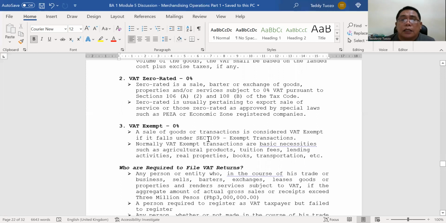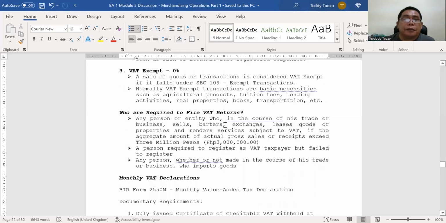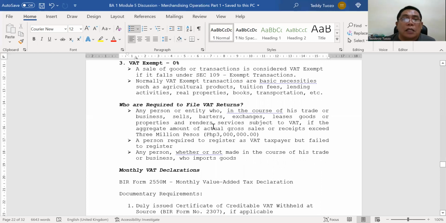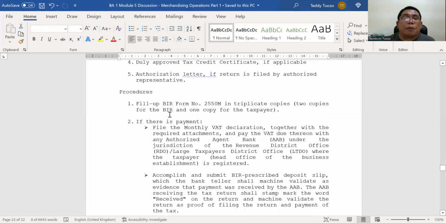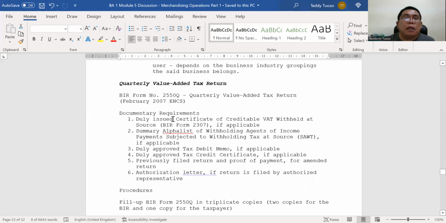Transactions like sale of agricultural products, tuition fees, lending activities, real properties, books, transportation, etc., are not subjected to VAT. Those required to file VAT returns are those whose gross receipts are 3 million and above. Monthly VAT declaration, the BIR form 2550M. So these are instructions or procedures on how to fill up the form.